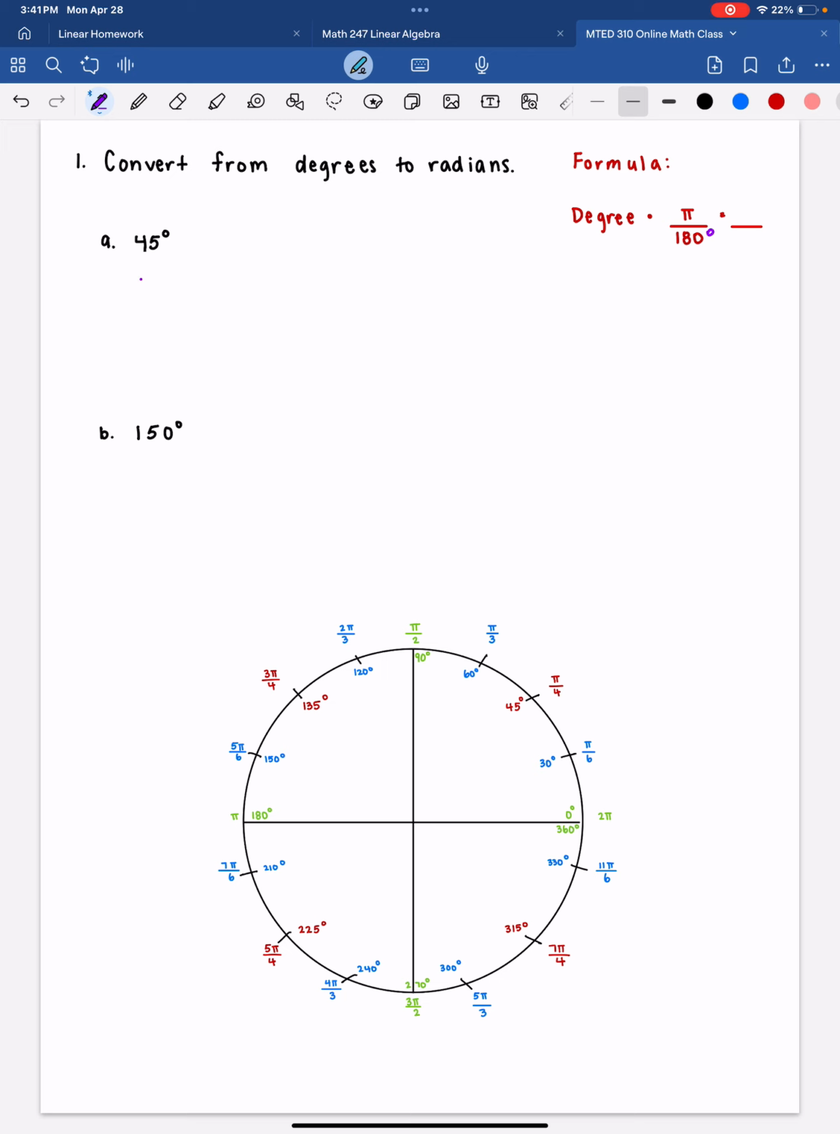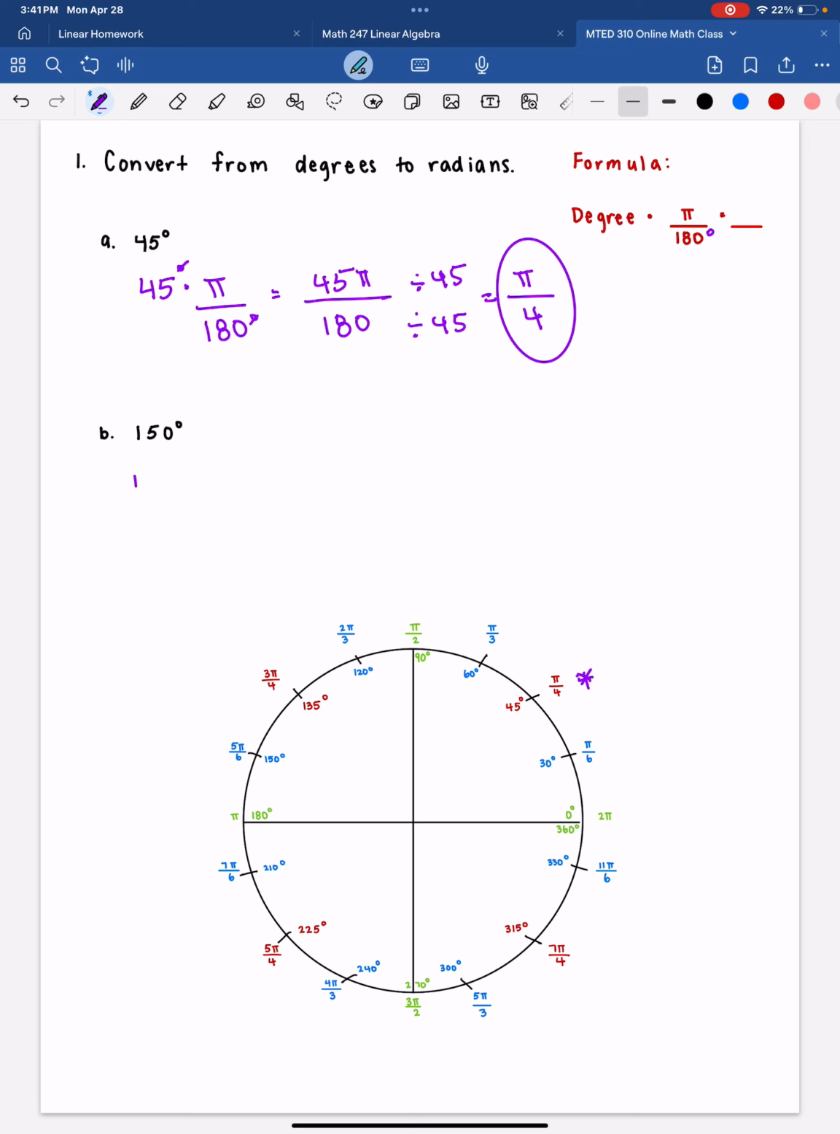So we're going to have 45 degrees times pi all over 180 degrees, which is provided in our formula. The degrees do cancel out, so we are left with 45 pi all over 180. We just multiplied straight across. You can divide by 45 on the top and the bottom to simplify, which leaves pi all over 4. If you want to double check the work, you can see in the first quadrant on the unit circle, 45 degrees is indeed pi over 4. That means our answer is correct.